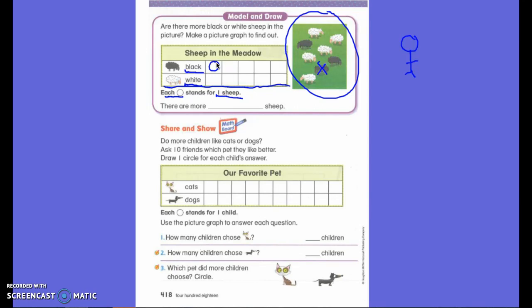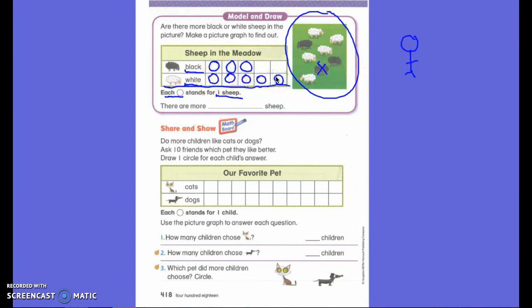How many black sheep did you discover? 4. How many do you have on your graph? 3. You have 3 black sheep. How many white sheep did you discover? And there are 5 white sheep.